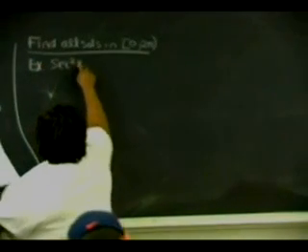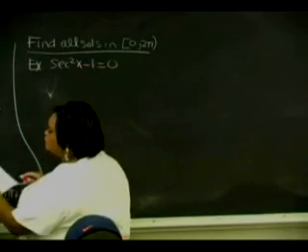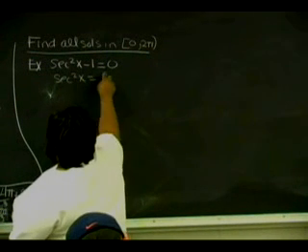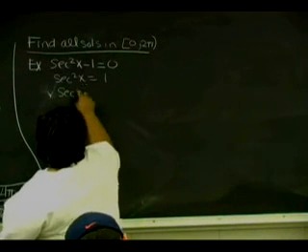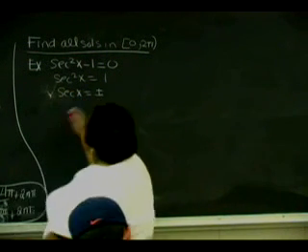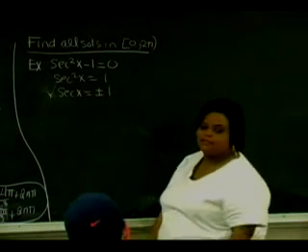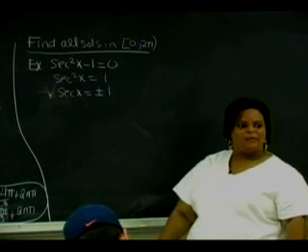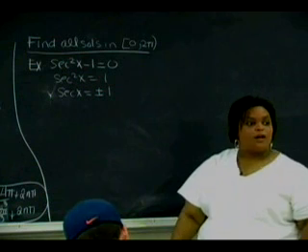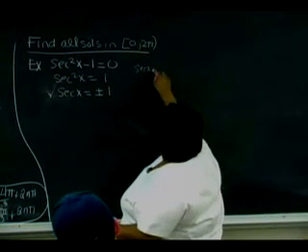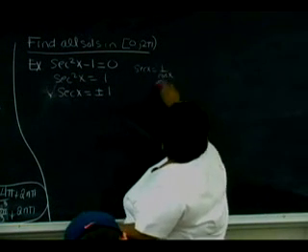Secant squared x minus 1 equals 0. So secant squared x equals 1. So what is secant x? Plus or minus the square root of 1, which is what? 1. Now, I have to remember what secant is. Secant is 1 over what? Secant x is 1 over cosine x.